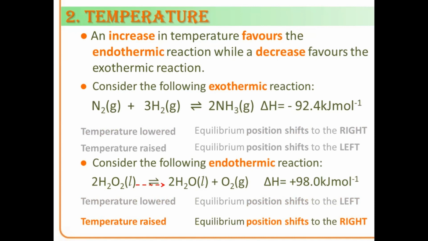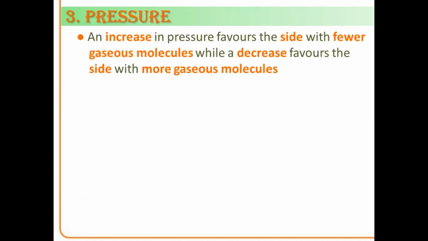So that is factor number 2. The third factor is pressure. An increase in pressure favors the side with fewer gaseous molecules, while a decrease favors the side with more gaseous molecules. Now, what you need to understand at this point is that changes in pressure only affect reactions where there is at least one substance which is in gaseous phase.